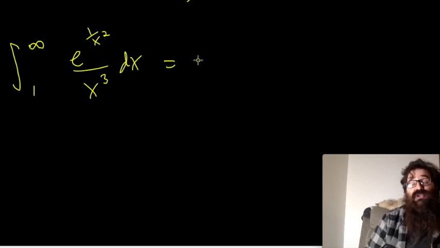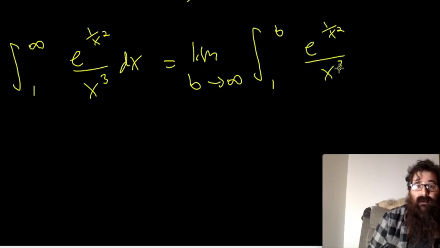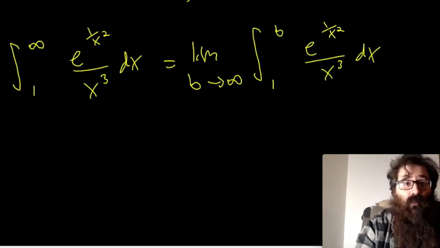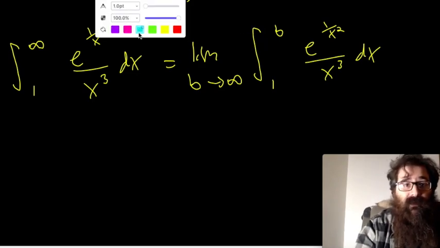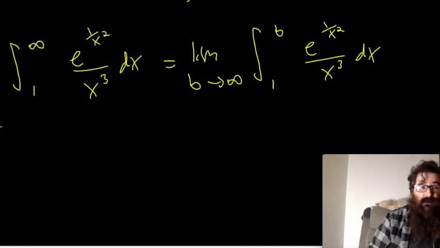Improper integrals should not stay improper. First thing I want to do is write it as the limit as b goes to infinity of the integral from 1 to b of e to the 1 over x squared all divided by x cubed dx. Now I'm going to have to integrate this, and whatever you need to integrate is whatever you need to integrate. For this one, it looks like another u sub, if you haven't noticed already.